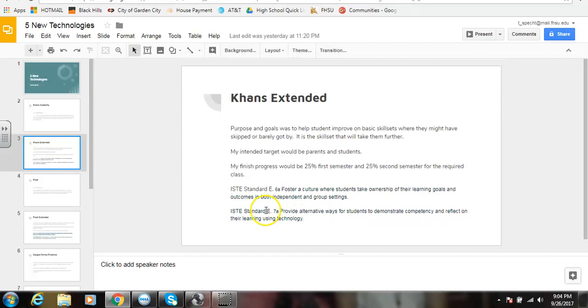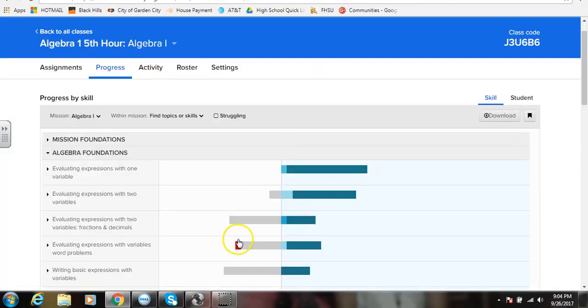And then standard E for educator, 7A, provide alternative ways for students to demonstrate competency and reflect on their learning using technology. So this is one way that I know that they know how to do it, because it gives me feedback, like I said, on where they're struggling. And if I wanted to, I could go to individual students and really dive deep and look at where they're at with these different skills, foundations, or topics. So overall, Khan's Academy is important to me and important in my classroom, and I hope you guys take a chance to look at it and dive deep on your own.